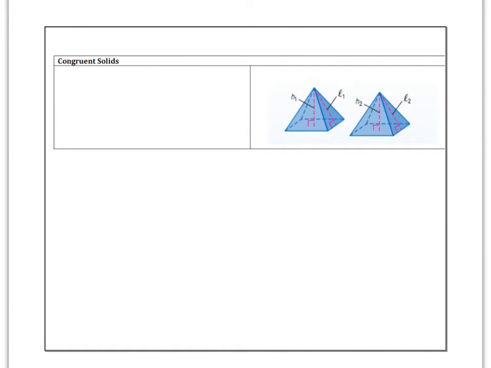Next, let's talk about what it means if you have congruent figures. Well, if you have congruent figures, that means they are the same shape and they are the same size. So they're exactly the same. If two things are congruent, they're exactly the same. Let's make a little note. They have the same lateral areas, the same surface areas, the same volumes if they are congruent.